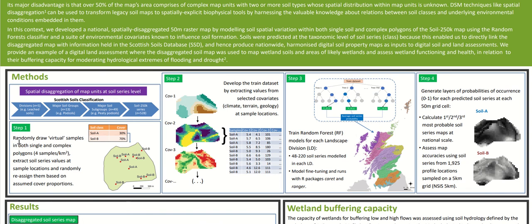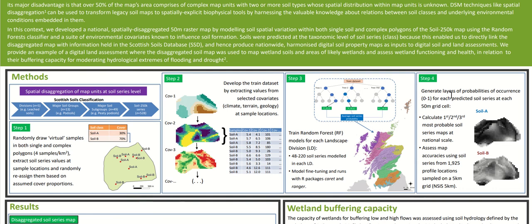The first step was to randomly draw virtual samples in both single and complex polygons, extract soil series information at the sample locations, and then randomly reassign them based on the assumed cover proportion. The second step was to develop the training dataset by extracting values from selected covariates of climate, terrain, and geology at the sample locations. The third step was to train a random forest model at each landscape division of Scotland that we developed in a concept similar to soilscapes, with similar geomorphological and soil characteristics.